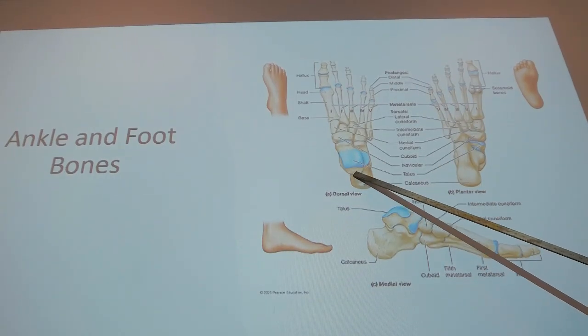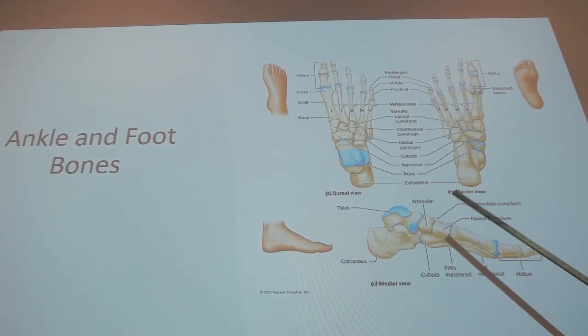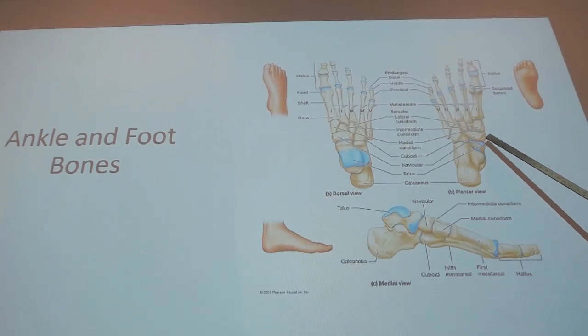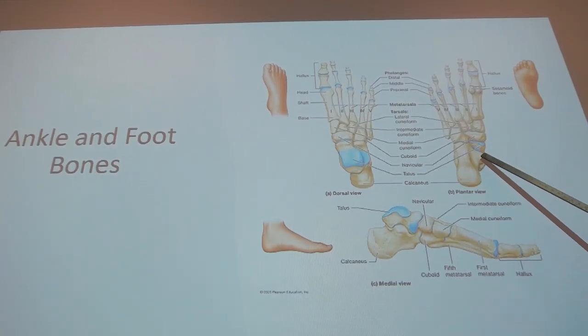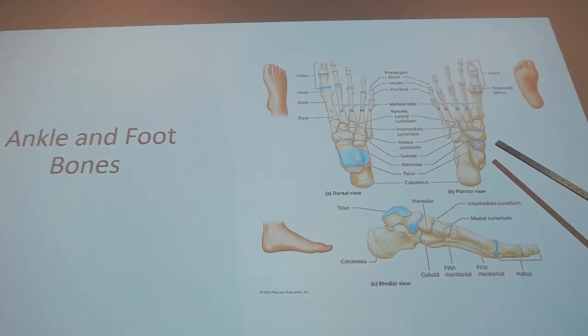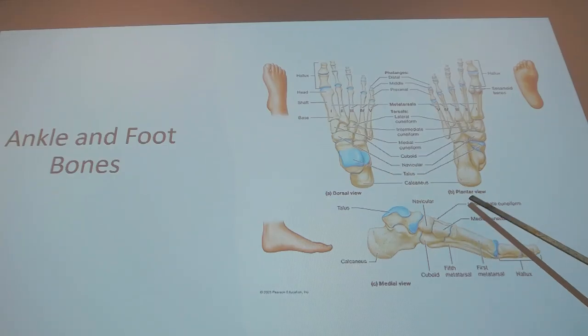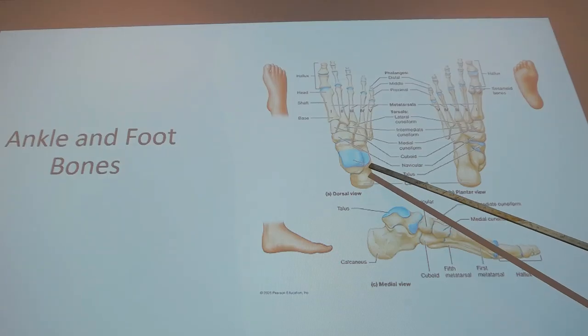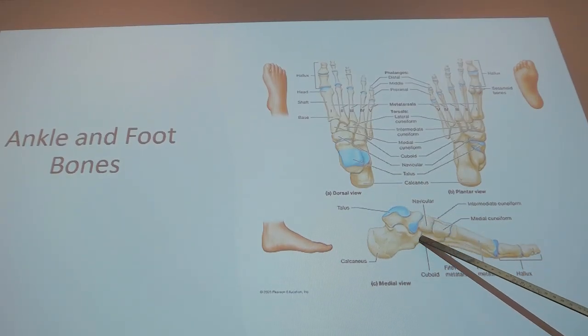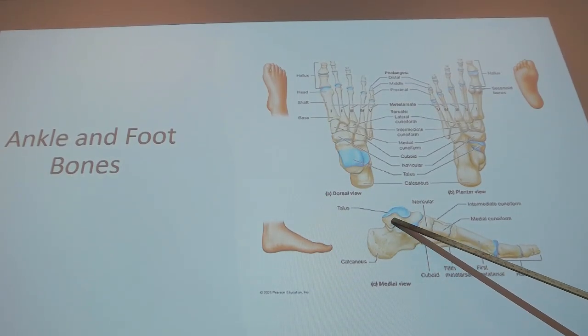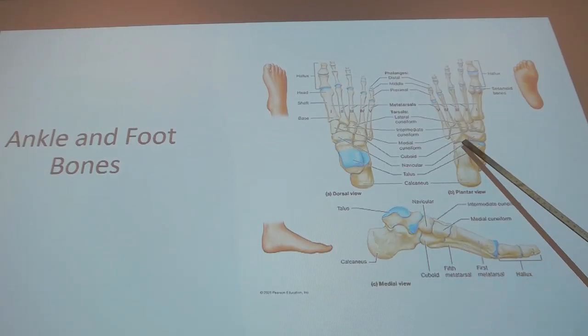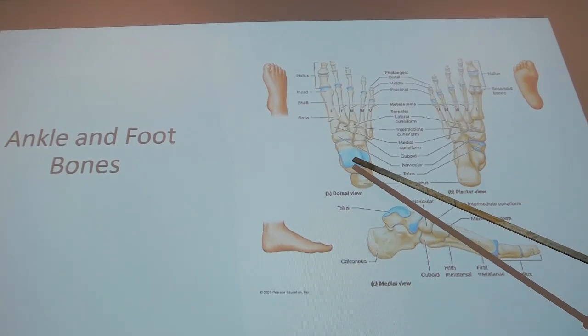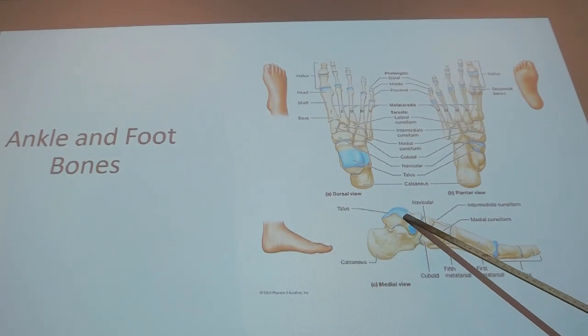Now, this is the talus, the superior view. This is the inferior view, or what they call the plantar view. And in the plantar view, you cannot see the talus. You can see the calcaneus, which is the heel bone. So the heel bone, if you see it here, covers this part of the talus. So you cannot see it through this side, but you can see it here. So this part connects to the tibia and the fibula.